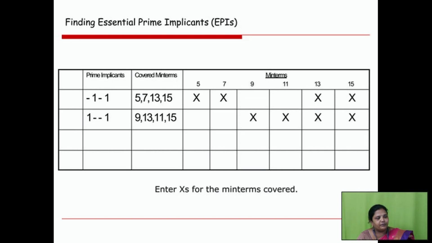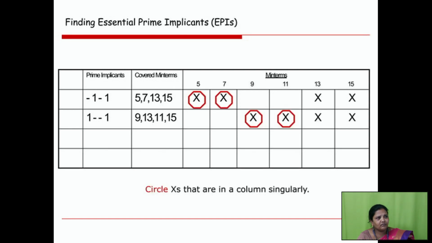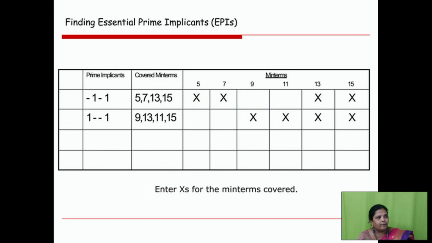From the corresponding minterms we have to put a cross, or we can put a dot. As per your convenience, you can put your cross or dot. Then we have to circle the cross which is available in a single column. Okay, so 5, in this 5, in the single column we have only one cross. There is no other cross in the second row. So if you are comparing this 5 min term, in the single column we have only one cross.